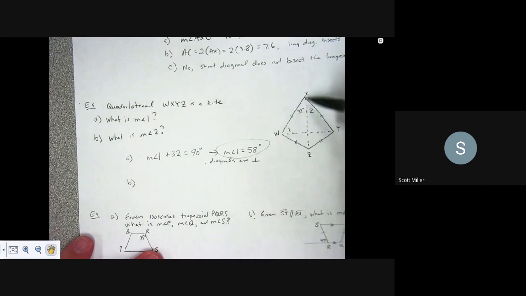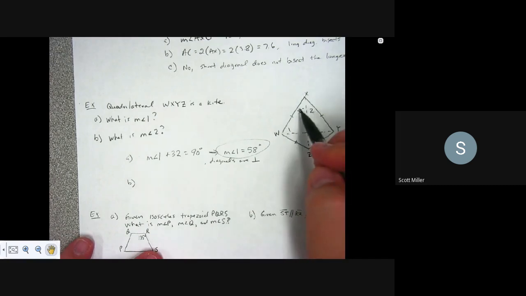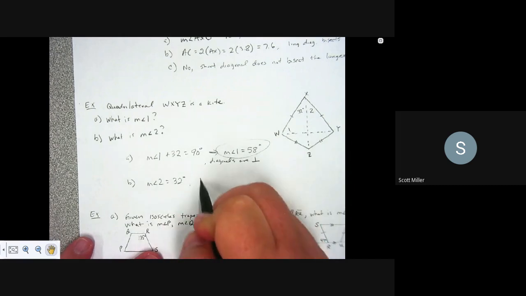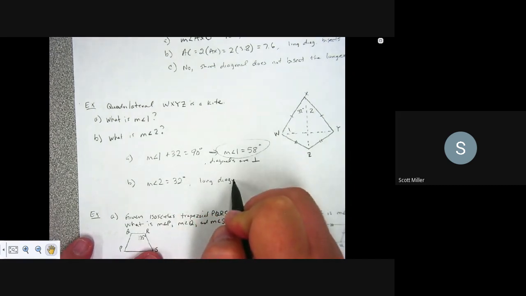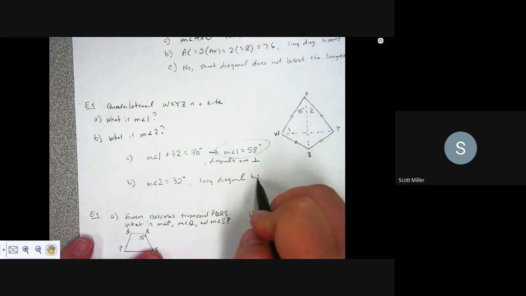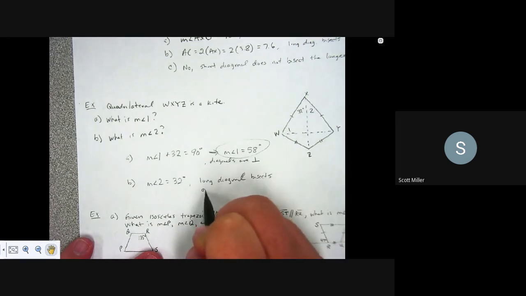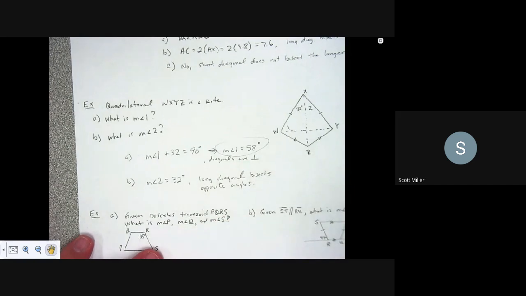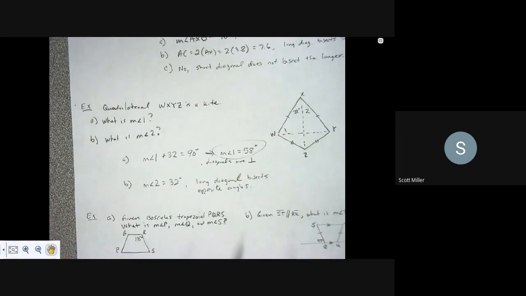In a kite, the long diagonal will bisect the opposite angles. So that means this angle up here at X was bisected. So if that means that that is 32, then the measure of angle 2 is also 32 degrees, because the long diagonal bisects opposite angles. That's why. Okay? Make sure you know your little rules there, because that will help you, like I said.